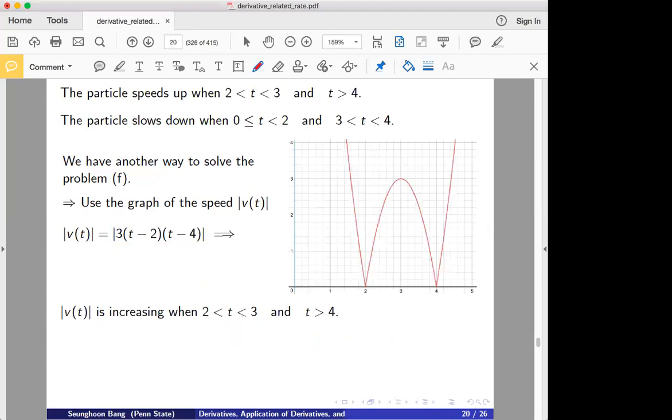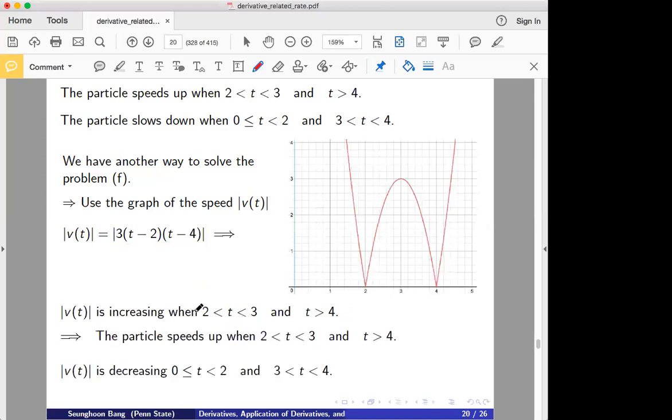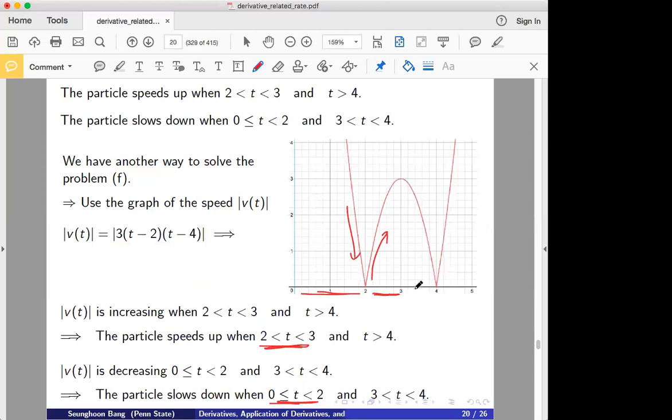So how can we check speeding up and slowing down? We can use this idea. The absolute value of v of t is decreasing from 0 to 2, slowing down. From 2 to 3 the graph is increasing, speeding up. From 3 to 4 the graph is decreasing again, slowing down. From 4 to infinity the graph is increasing, speeding up. This is another method for checking speeding up and slowing down. This is the whole idea.